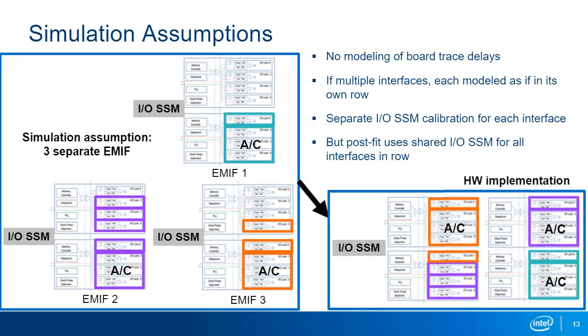However, when running in hardware, recall that each row has only a single I/O SSM block shared between all the interfaces in the row, even when they are sharing sub-bank resources, so calibration happens sequentially from one interface to the next. Each interface goes into normal operation once its calibration is complete.